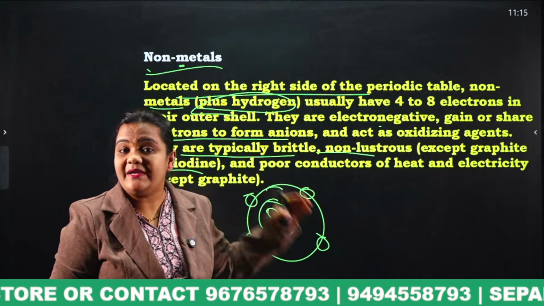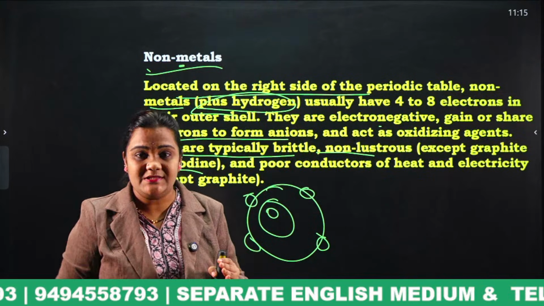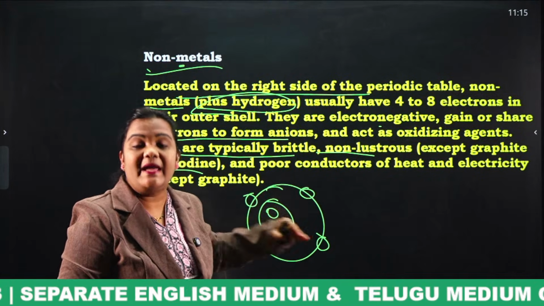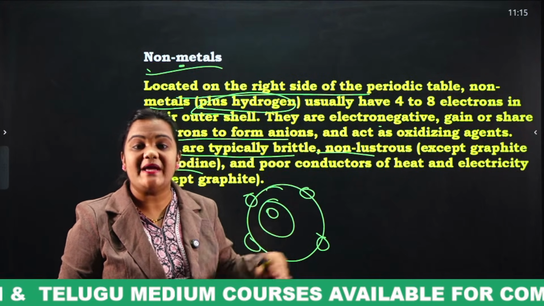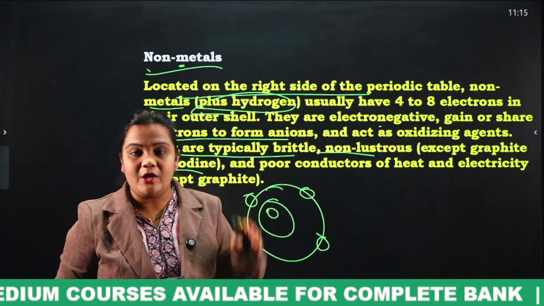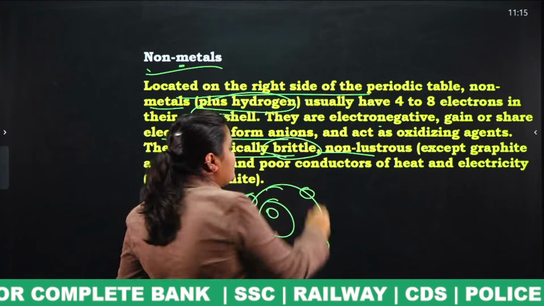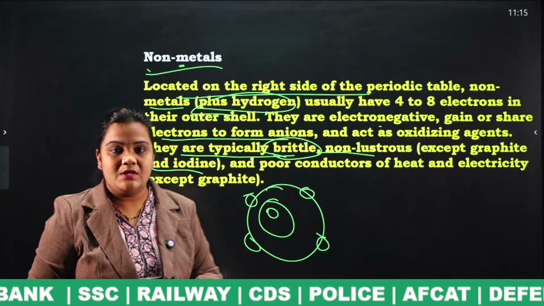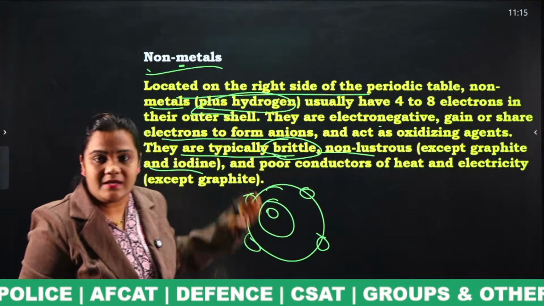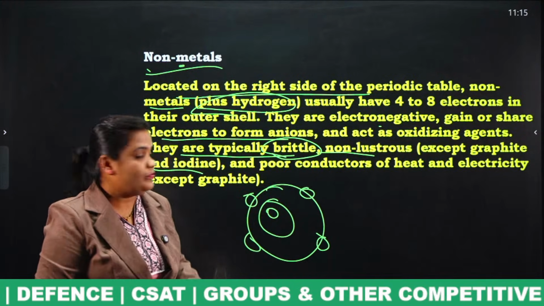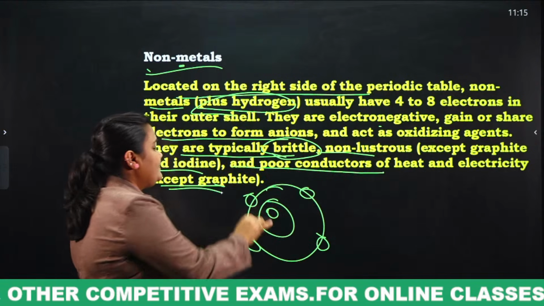Graphite and iodine both have lubricating properties, but all other non-metals except these two are non-lustrous. That means they are non-lubricating. They are also brittle. Brittle means what, students? Example, glass. Glass is the perfect example of brittle nature. It is easily breakable. Next, non-metals are poor conductors of heat and electricity except graphite.